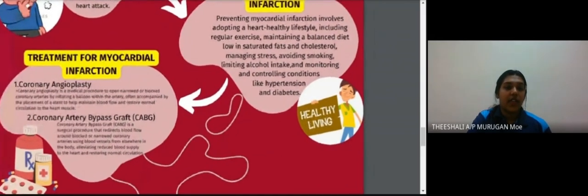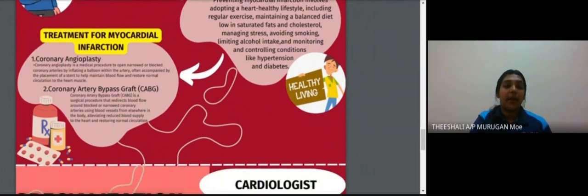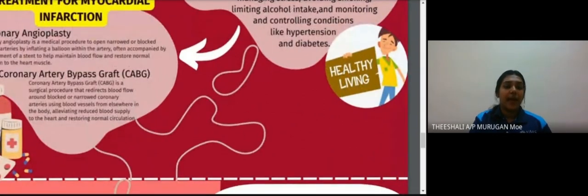So for myocardial infarction, we have two treatments. First is coronary angioplasty. Coronary angioplasty is a medical procedure to open narrowed or blocked coronary arteries by inflating a balloon within the artery, often accompanied by the placement of a stent to help maintain blood flow and restore normal circulation to the heart muscles. Number two is coronary artery bypass graft, also known as CABG. The coronary artery bypass graft is a surgical procedure that redirects blood flow around blocked or narrowed coronary arteries using blood vessels from elsewhere in the body, alleviating reduced blood supply to the heart and restoring normal circulation.